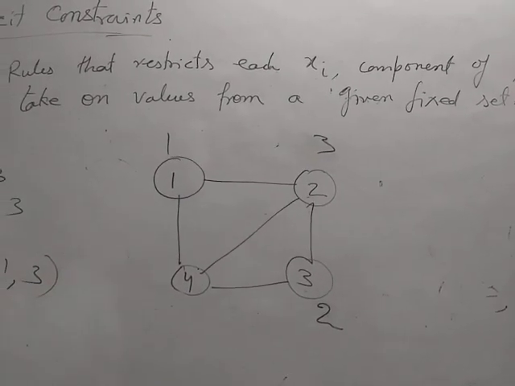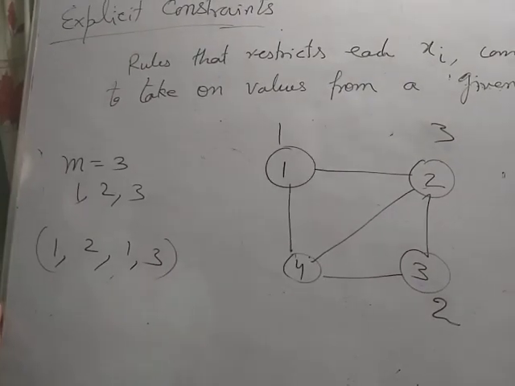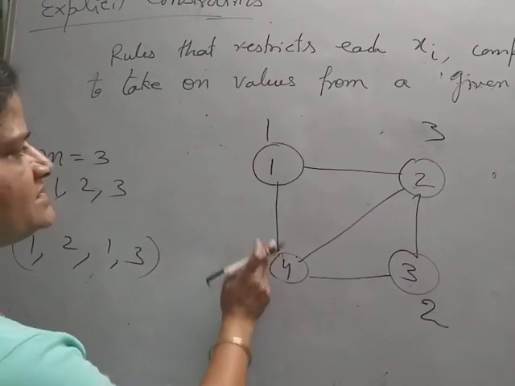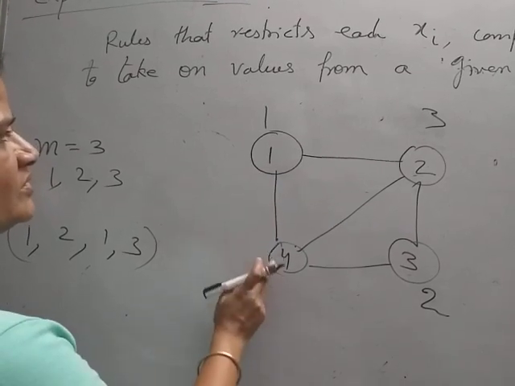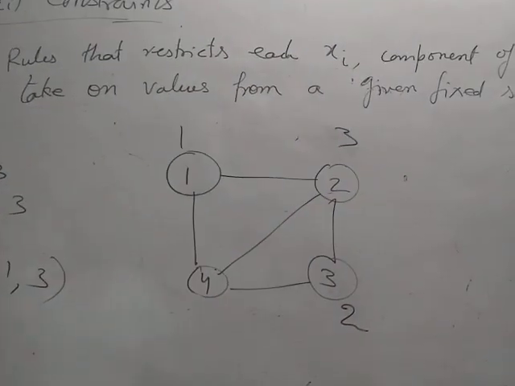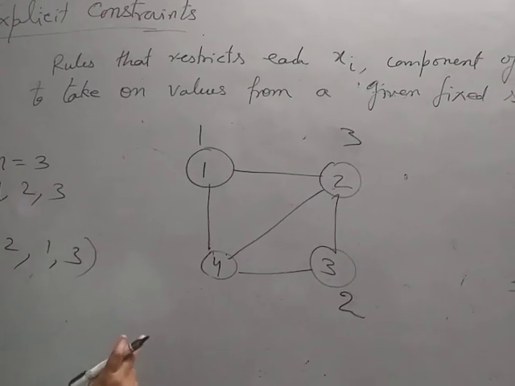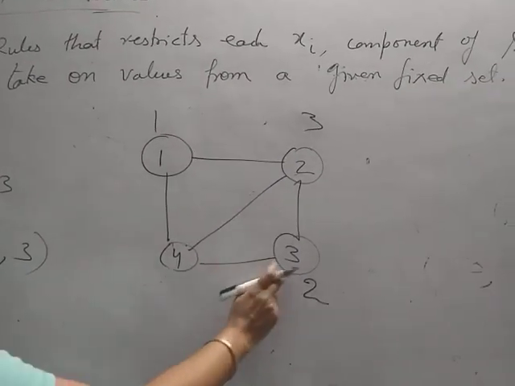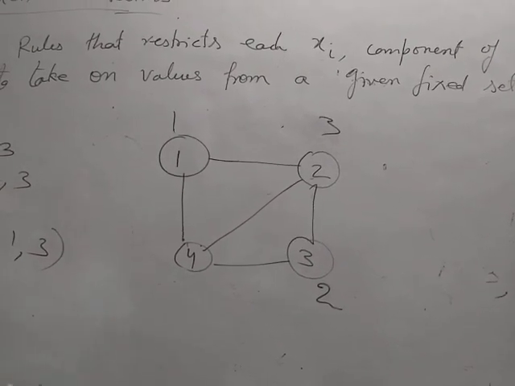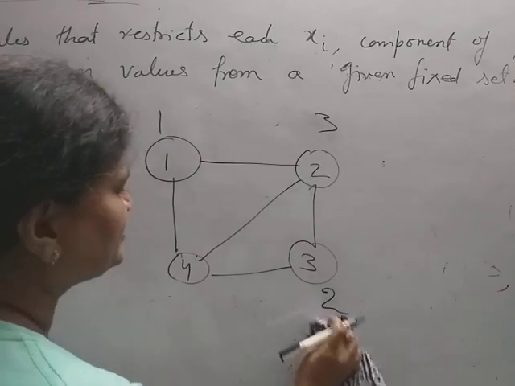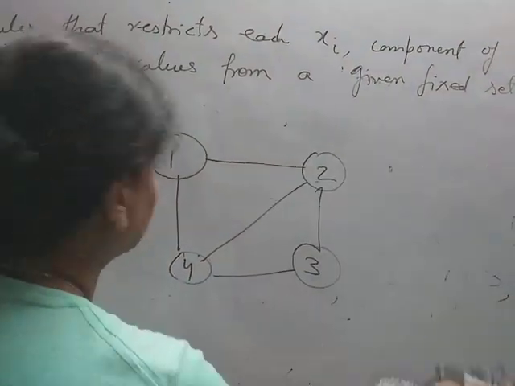So actually this graph cannot be colored using 3 colors, as 4 is adjacent to 1, so it cannot be colored with 1. 4 is adjacent to 2, so it cannot be colored with 3, and 4 is adjacent to 3, so it cannot be colored with this.